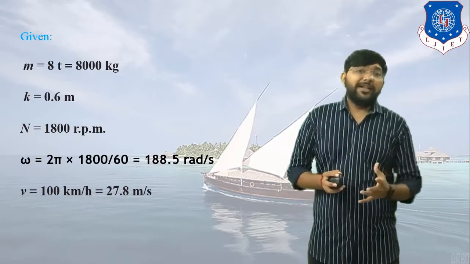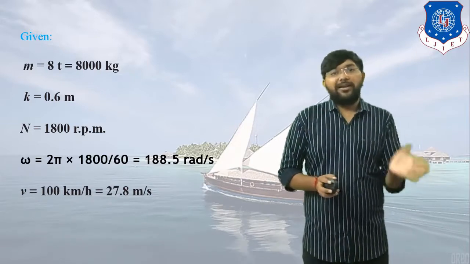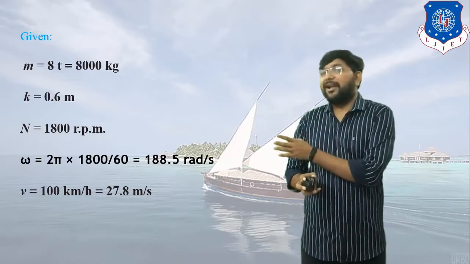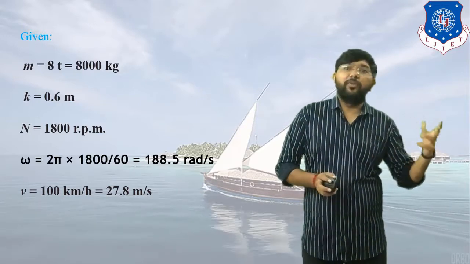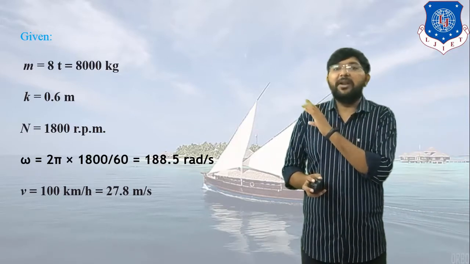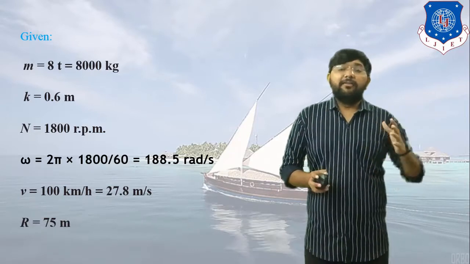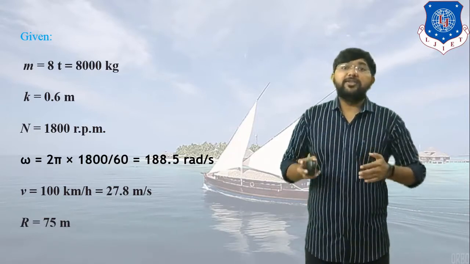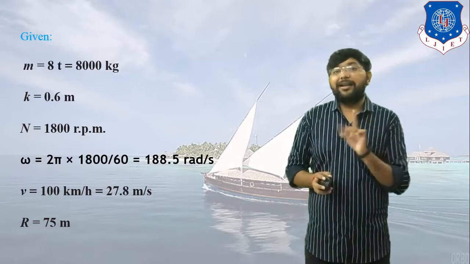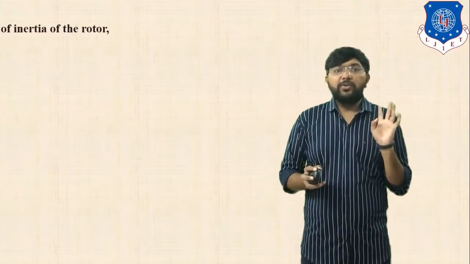Now what is the velocity? The velocity is 100 km per hour. You have to convert 100 km per hour into meter per second. You all know how to convert kilometer per hour into meter per second. So this is 27.8 meter per second. And last, given the radius of the turn, the radius of curvature, capital R, that is 75 meter. Now we solve this numerical.